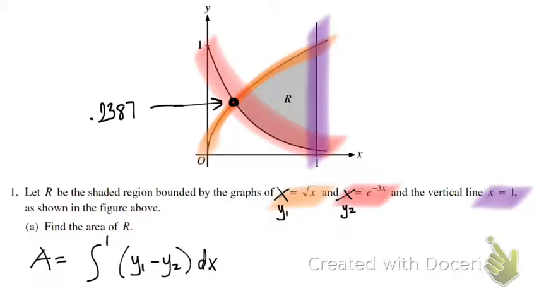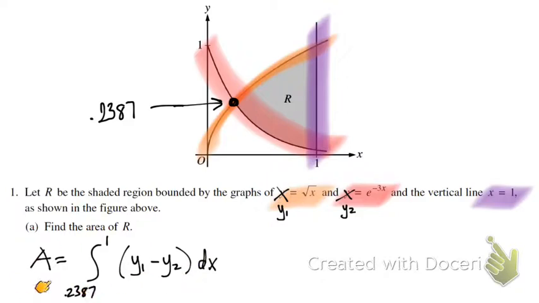Alright, so in my calculator when I found that point of intersection, I got that it was 0.2387 on the x-axis. So that's my lower limit of integration. So down here for my work, I'm going to write 0.2387. Again, this is plenty of work. That's all you need to have for work.